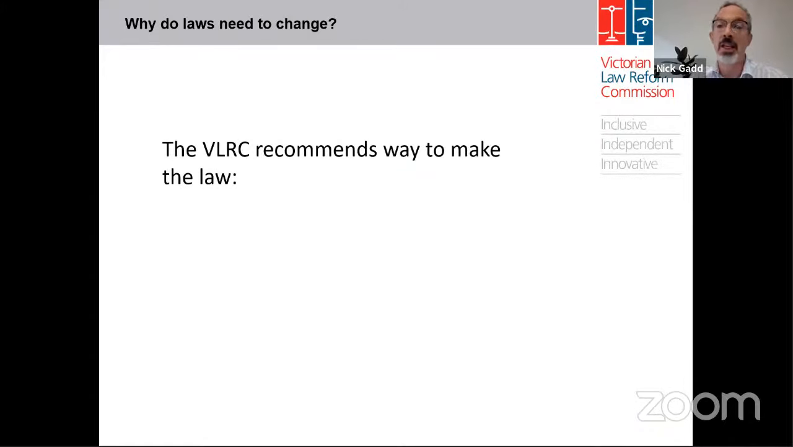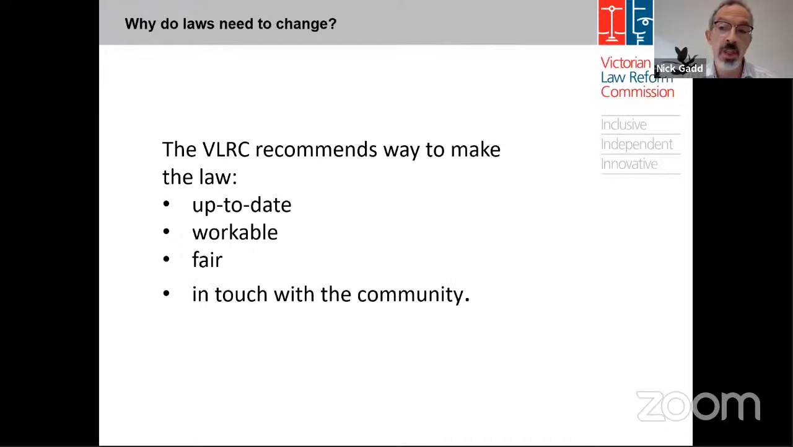And the role of the VLRC, we don't have the power to change the law ourselves, of course. Only Parliament can change the law. The Law Reform Commission makes recommendations to the government about how the law might be changed, what we think should happen. It's up to the government then to decide, and it's up to Parliament to pass new laws if they choose to do that. But the role of the VLRC is to make these recommendations in order to make the law more up to date, to work better, to be fair, and to be more in touch with the community and community values. So fundamentally, that's what the VLRC does.